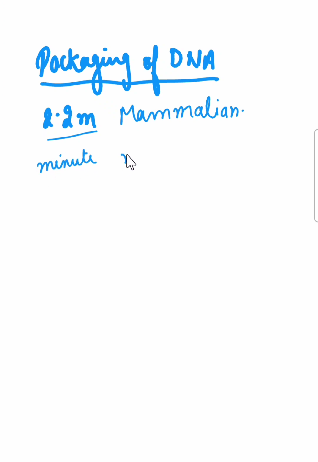Obviously, if we calculate the total length of the DNA, it's approximately 2.2 meters for mammalian DNA. Here I am talking about mammalian DNA. The total length of mammalian DNA is 2.2 meters long, whereas our cell is very minute, or you can say a microscopic unit, we cannot see it with the naked eye. Obviously we need a microscope, and inside the cell we need to fit our DNA into the nucleus, which is very small as well.